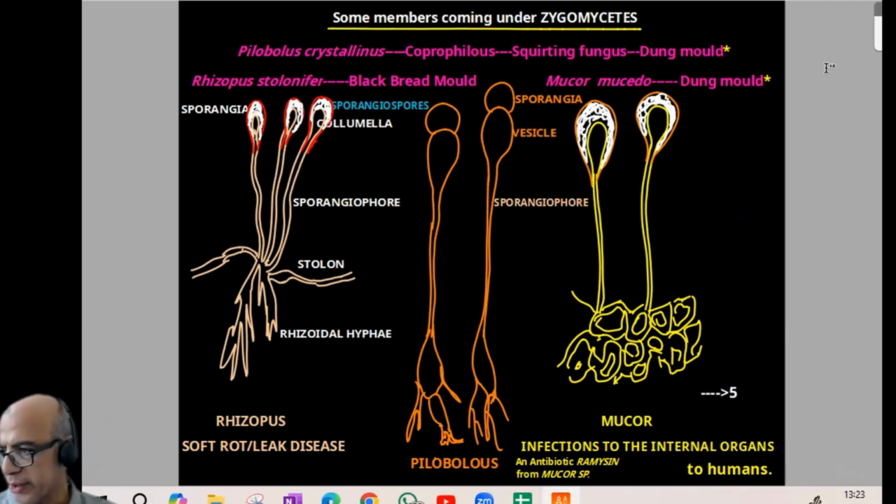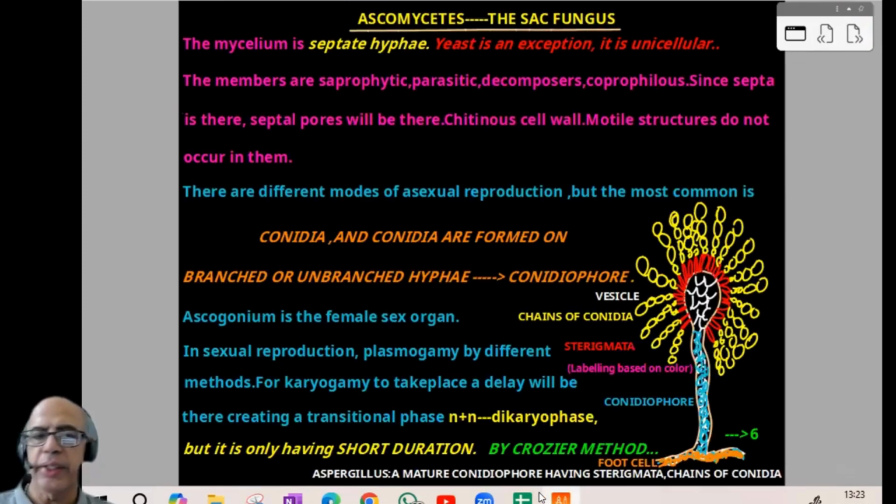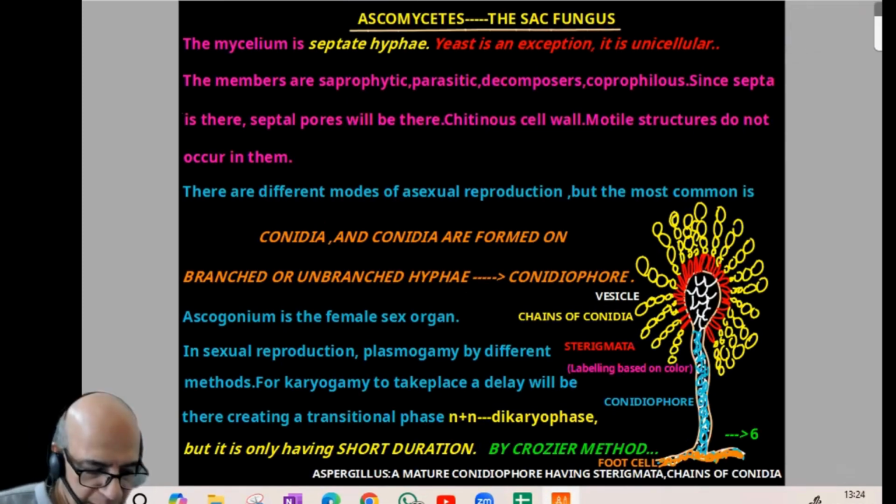Now we can proceed to the next group, Ascomycete, commonly called sac fungus. Mycelium is septate. Then yeast is an exception because it is unicellular. So when we discuss exceptions, we can observe all items. The members are saprophytic, parasitic, decomposers, coprophilous. Since septa is there, septal pores will be there. Chitinous cell wall, motile structures do not occur in them. So advancement we can find there.